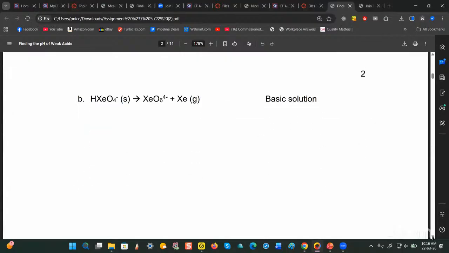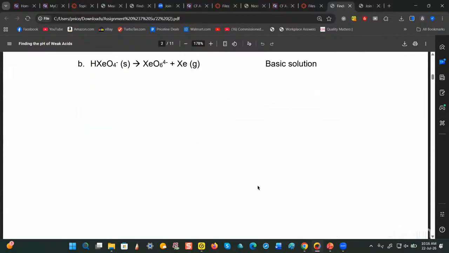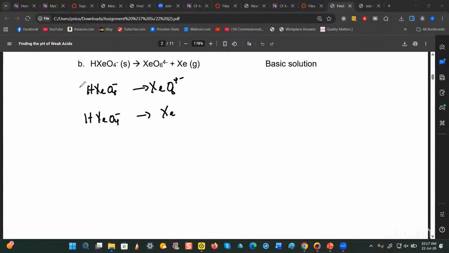Now, this one is a bit different because this one has only one reactant. So you might be wondering, how do you separate this into 2 half equations? And it's actually very simple. You just basically do this. HXeO4 minus to give XeO6 4 minus, and HXeO4 minus to give Xe, right? So basically, you're starting with the same reactant for both half equations to give each product.